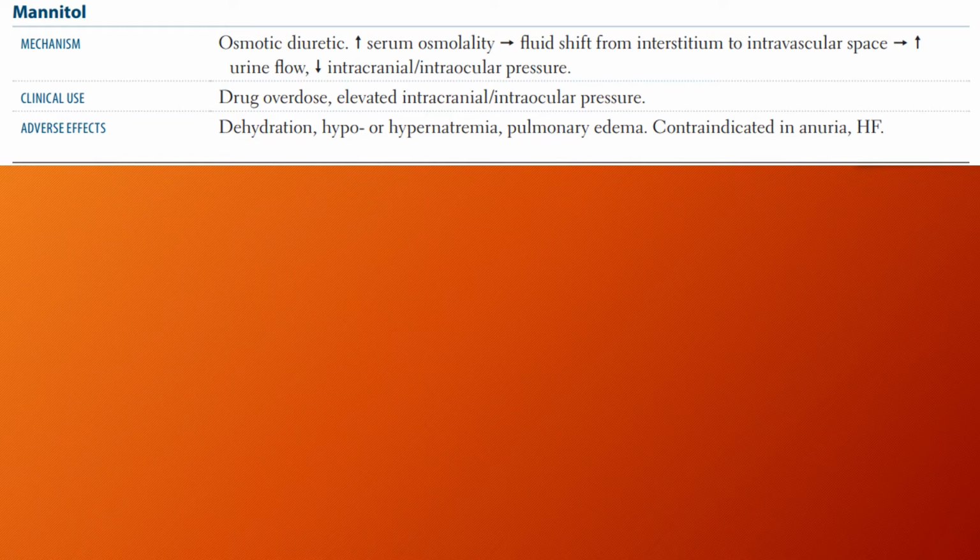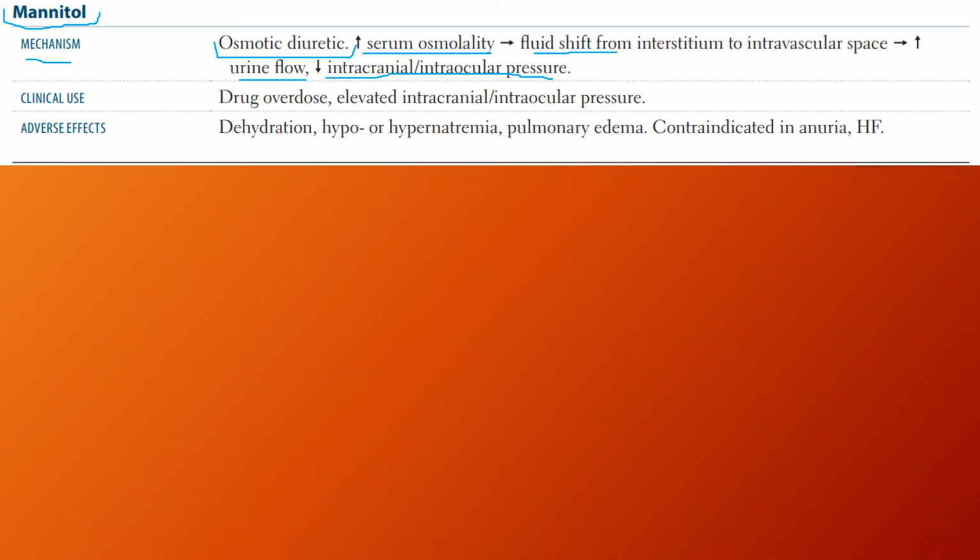So first one is mannitol. Mannitol acts on the proximal convoluted tubule and the descending loop of Henle. Its mechanism is as an osmotic diuretic, which increases serum osmolality and leads to fluid shift from interstitium to the intravascular space, which increases the urine flow and decreases intracranial and intraocular pressure.